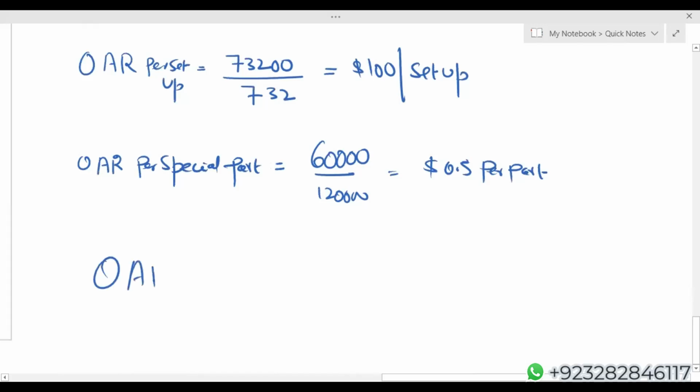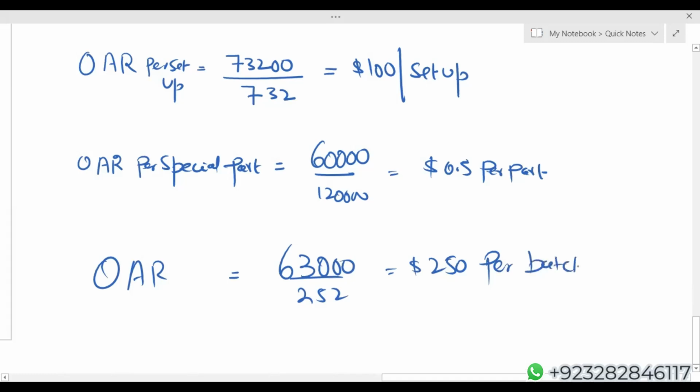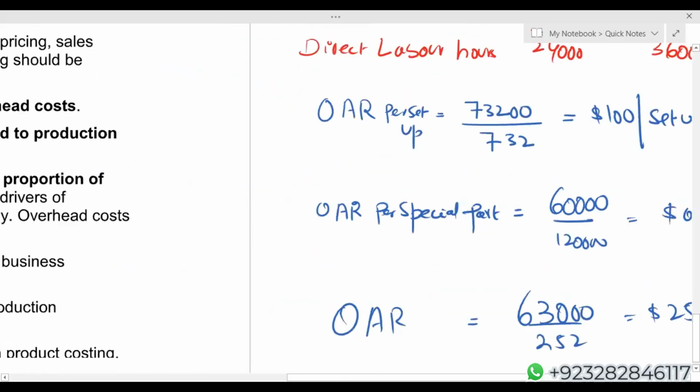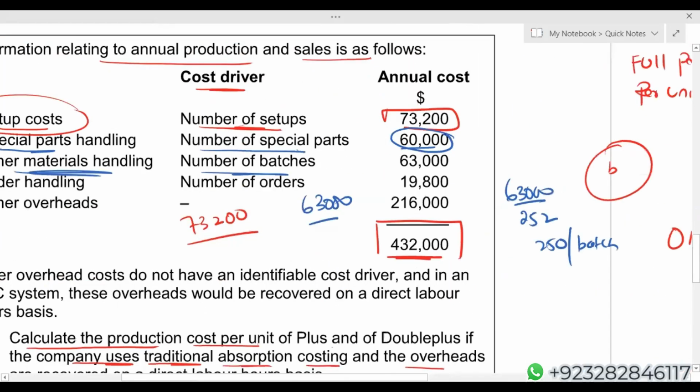So the overhead absorption rate: 63,000 divided by 252 gives us $250 per batch. You can just write per batch, no issue at all. It is $250 per batch. Okay. We have done with this, this, and this.